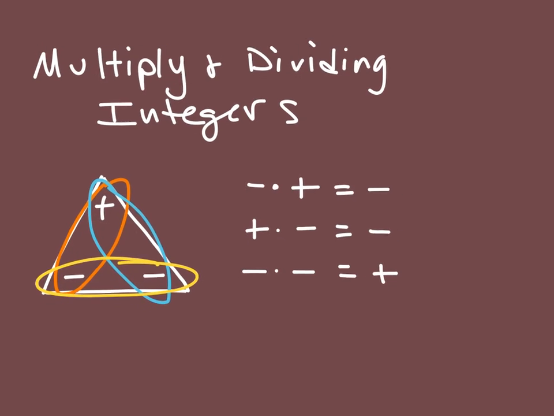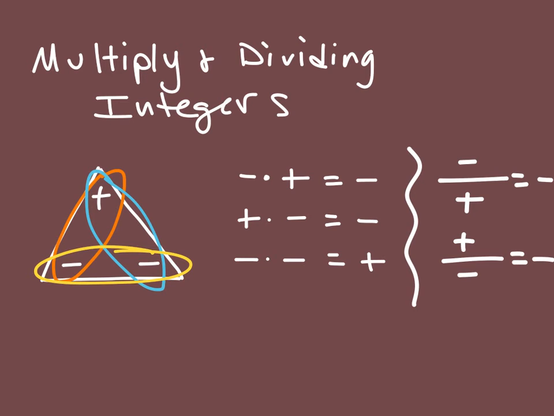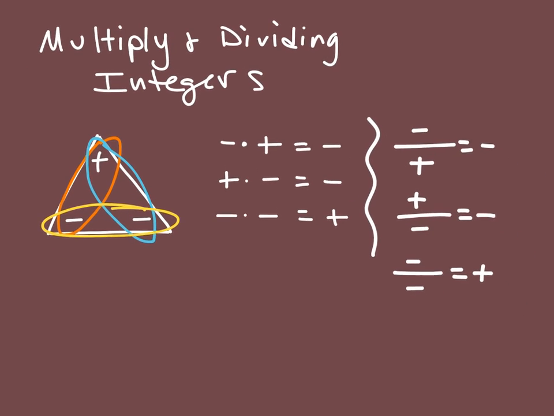Now, the same thing is going to work with division. If I take a negative and divide it by a positive, we're going to get a negative. If I take a positive and divide it by a negative, we're going to get a negative. And if I take a negative and divide that by a negative, then that's going to give us a positive. However you want to remember that, that's the idea. So let's look at a couple of examples.